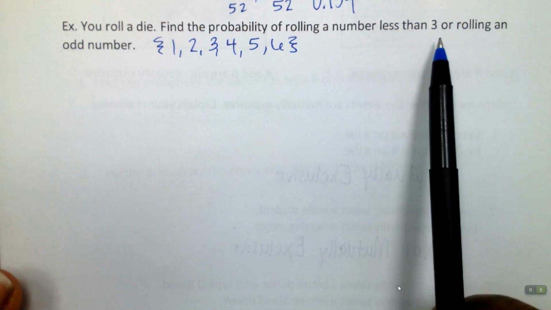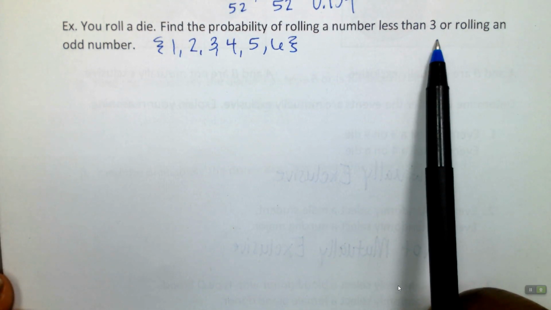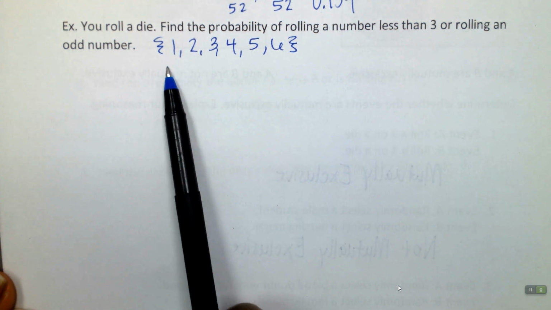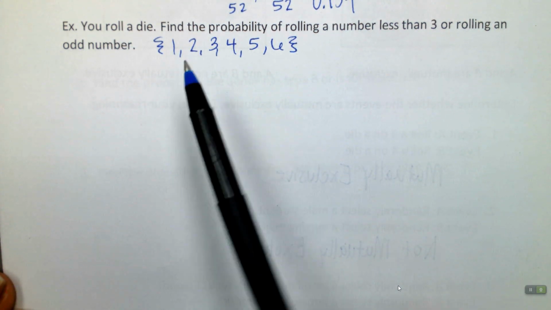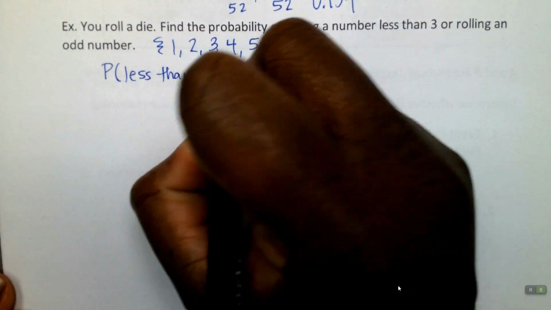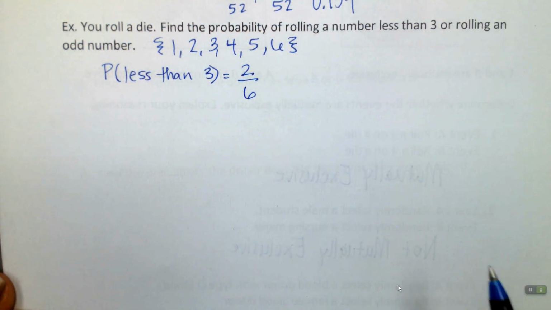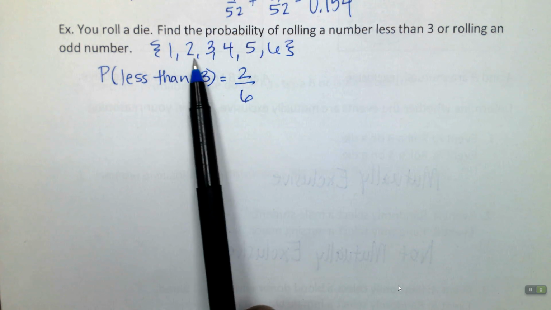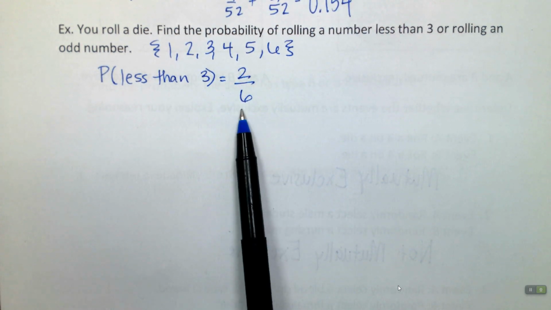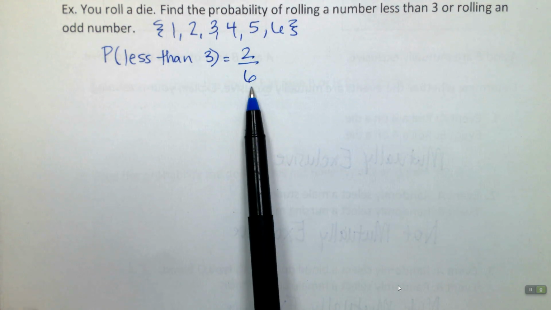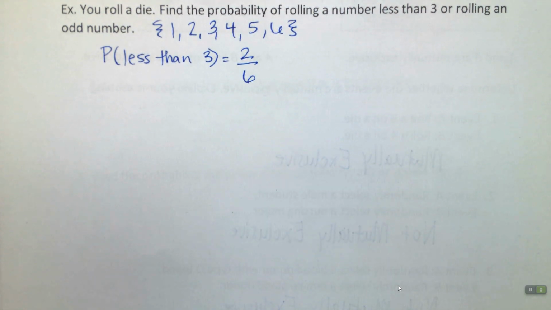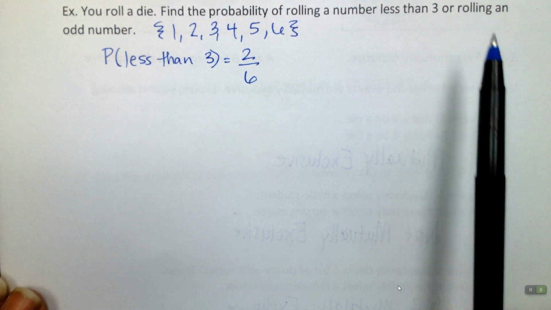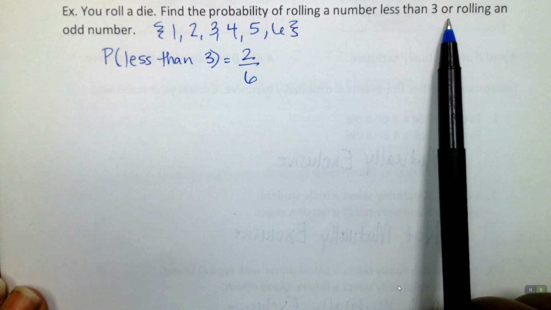So rolling a number less than 3. So what are my possibilities? Less than 3. I have 1 and 2. So I'm just going to put less than 3, so we'll know what that is. So there are 2 numbers for that. That's why we have that. I'm not going to reduce it, because I'm in the middle of my problem and I just want to keep it nice and easy and clean.